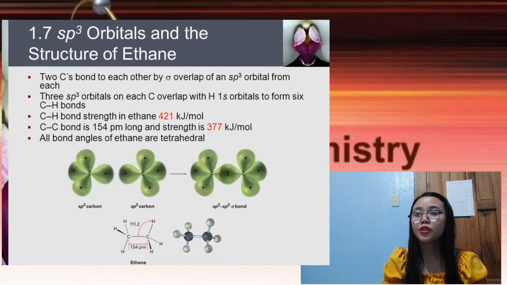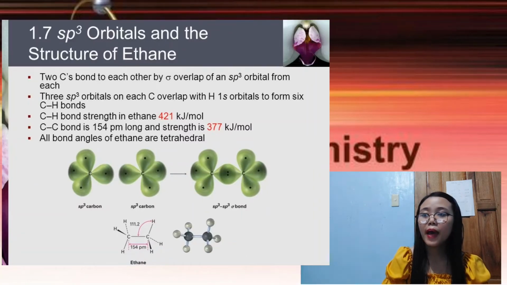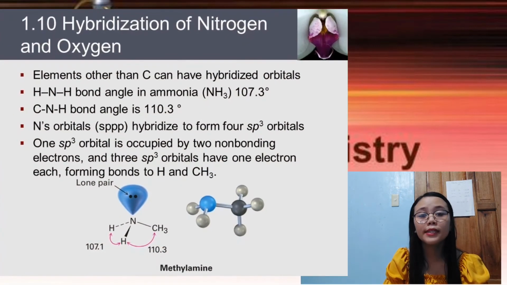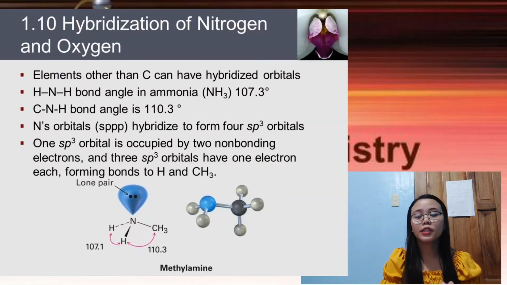Two carbons bond to each other by overlap of an sp3 orbital from each. 3 sp3 orbitals on each C overlap with H 1s orbitals to form 6 C-H bonds. C-H bond strength in ethane is 421 kJ/mol. The C-C bond is 154 pm long and its strength is 377 kJ/mol. All bond angles of ethane are tetrahedral. And now let's move on to hybridization of nitrogen and oxygen.